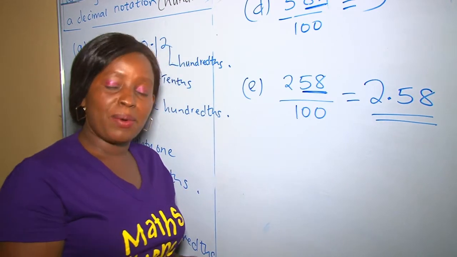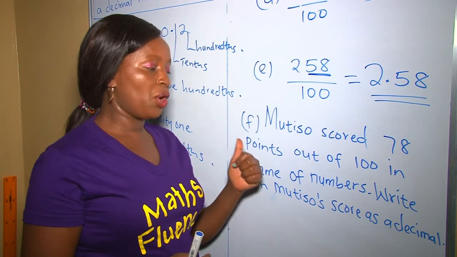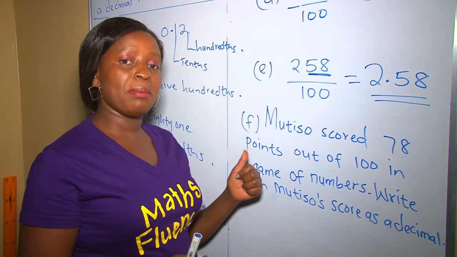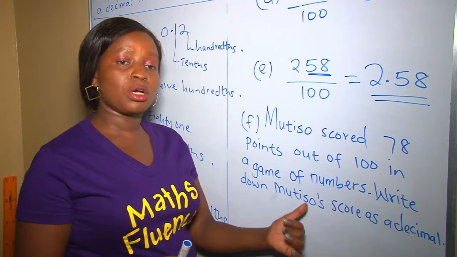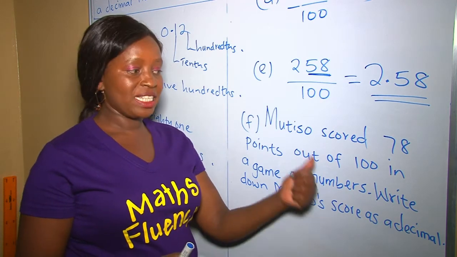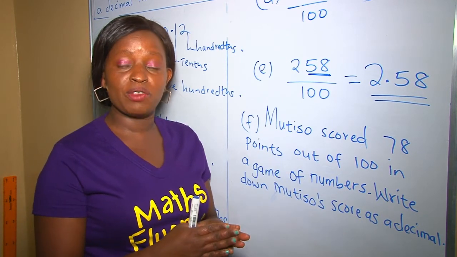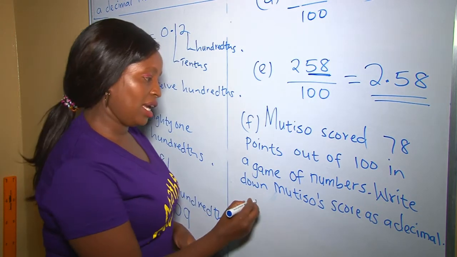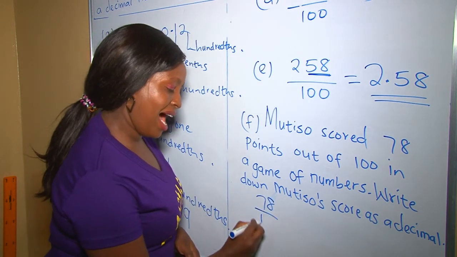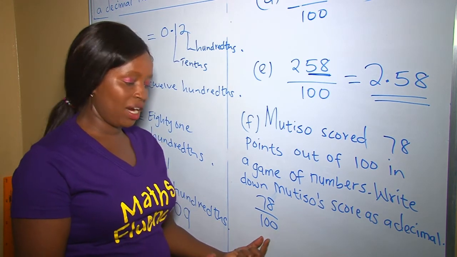Let's do another example. In this question, we are told that Mutiso scored 78 points out of 100 in a game of numbers. Now, write down Mutiso's score as a decimal. The first step, we express Mutiso's points as a fraction of the total. Mutiso scored 78 out of 100. So as a fraction it is going to be 78 out of 100.